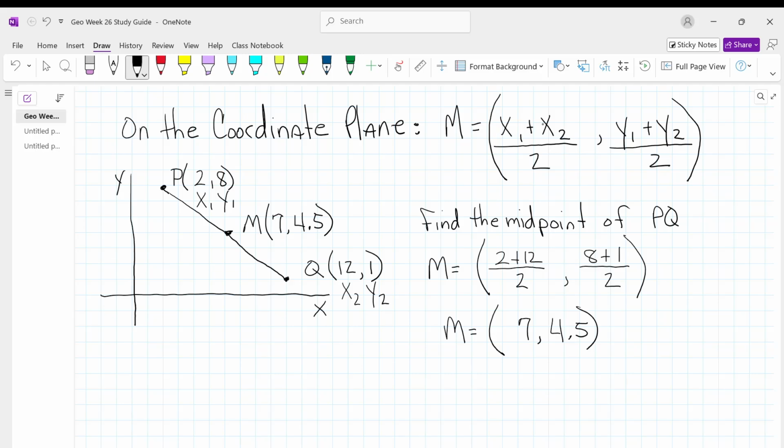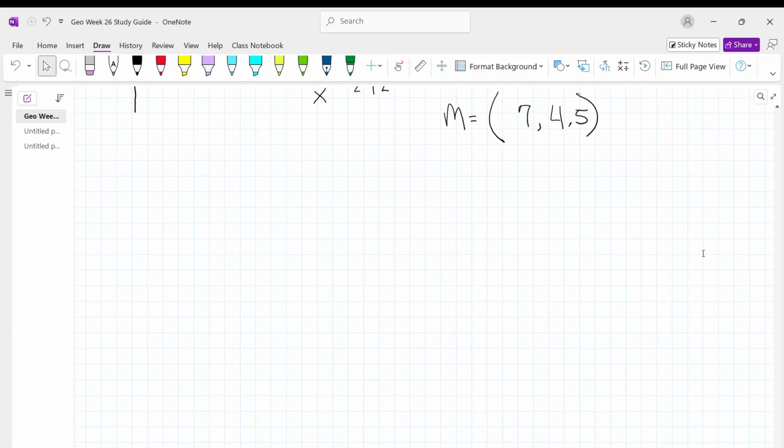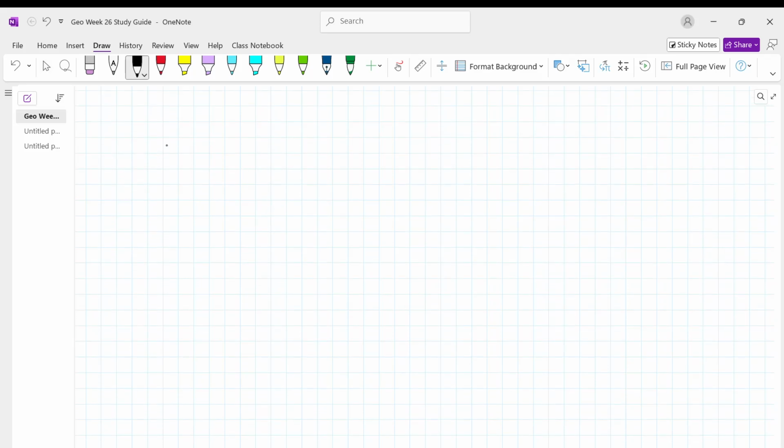Again, it's the sum of the X values divided by 2, comma. All right, that gives you X at the midpoint. And then the sum of the Y values divided by 2. And that gives you the Y value at the midpoint. Everybody all right with that? Anybody need to see another example? One more example? Yeah. On the coordinate plane or on a number line? Coordinate plane. Okay. So let's draw a coordinate plane.